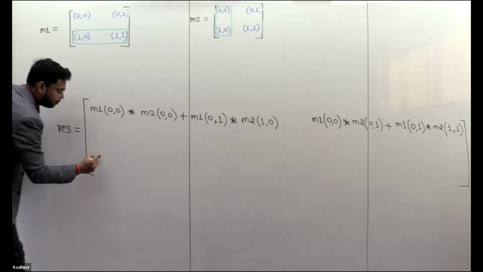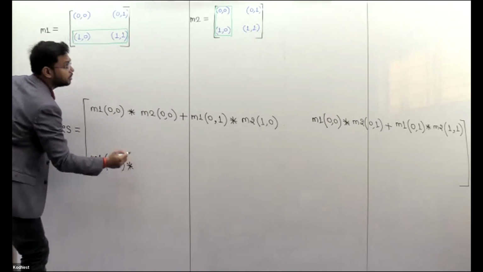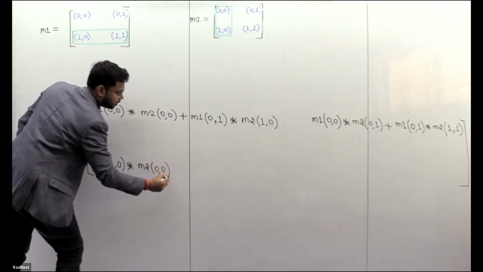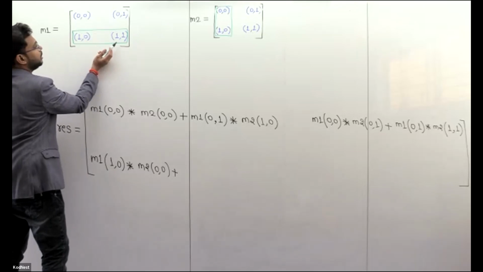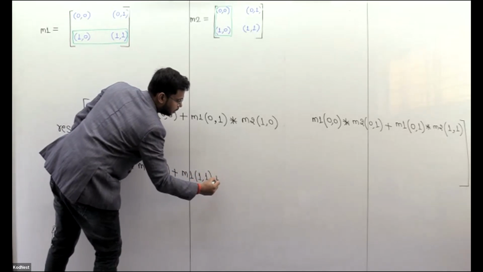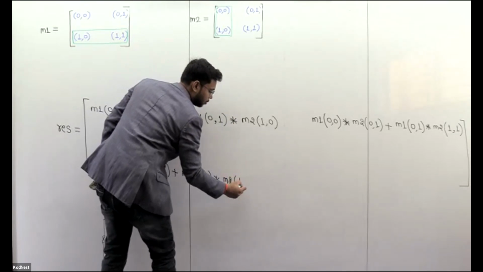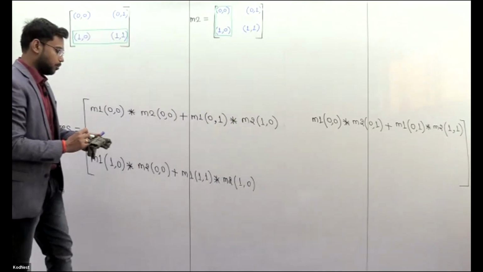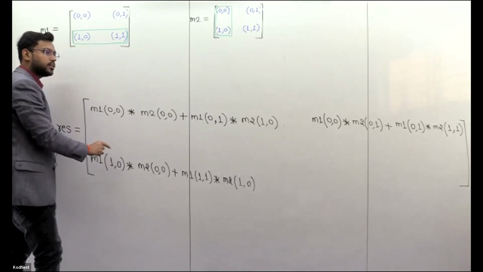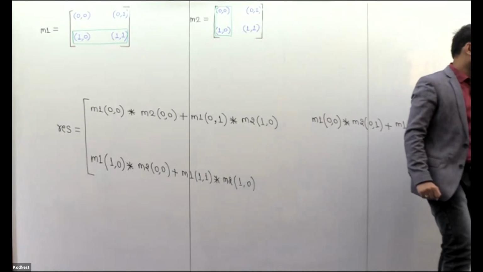I will tell it is M1 1 comma 0 multiplied with M2 0 comma 0, plus M1 1 comma 1 multiplied with M2 of 1 comma 0. This is the formula for getting the result 1 comma 0 element. Have you got the same? All of you? Very good.